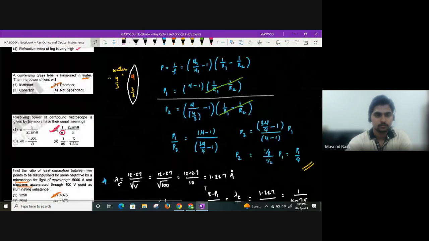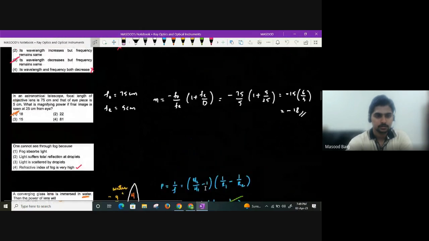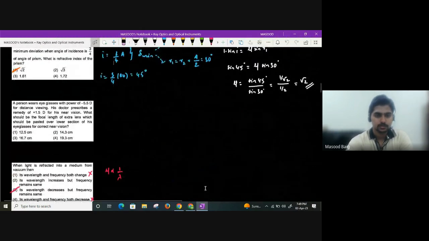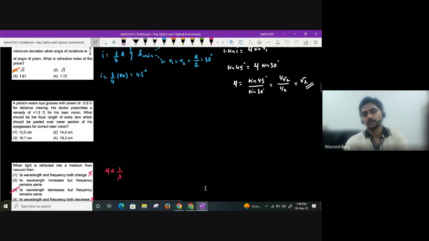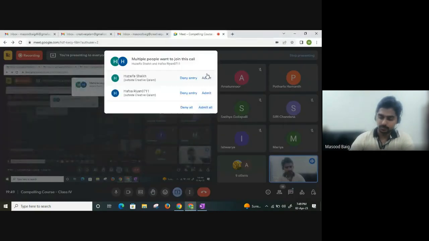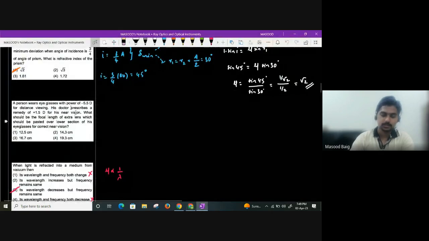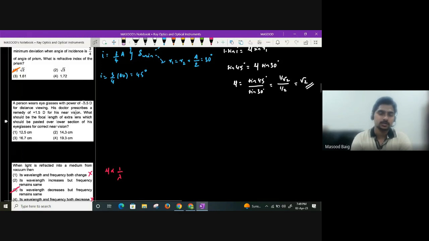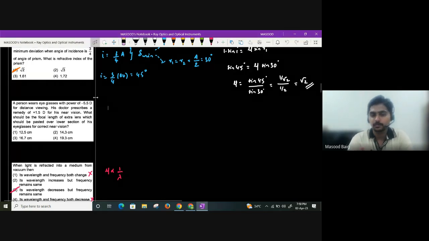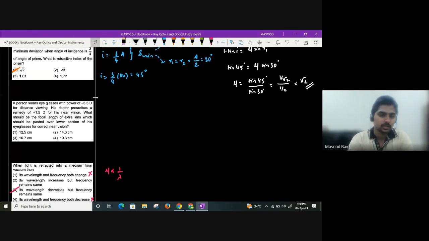Okay. So if we just go back, I think this was the question, I believe. A person wears eyeglasses with power of minus 5.5 diopters. And they're asking us, for distant viewing, to view the far objects, the person has to wear eyeglasses of minus 5.5 diopter. His doctor prescribes a remedy of 1.5 diopter, means overall you should have 1.5 diopter for his near vision. What should be the focal length of the extra lens which should be pasted over the lower section of the eyeglasses for correct vision? So it's a very simple question.